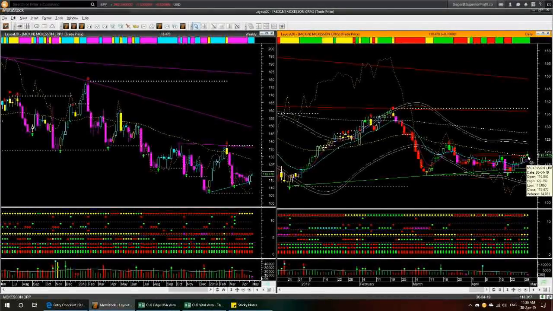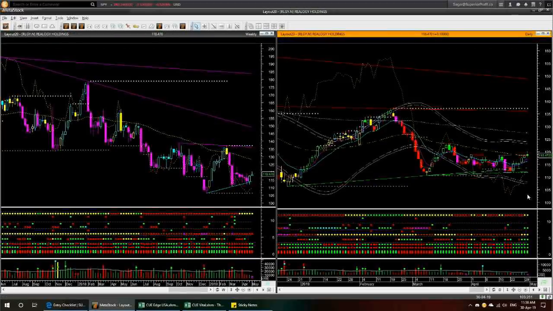MCK, it is breaking out of this memory resistance, but as of now, the candle shape is not bullish. It has an upper tail. So as of now, there is no buy setup here.